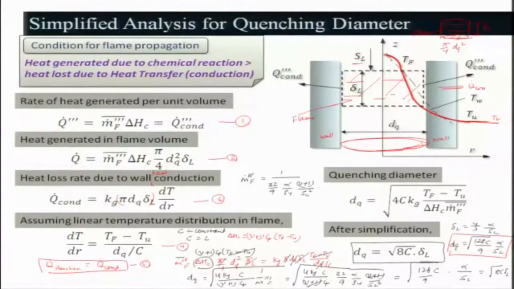So, as I told, the quenching diameter is basically proportional to the flame thickness. That means if the flame thickness is higher, then what will happen? d q will be higher. If it is smaller, then the quenching diameter will be smaller.